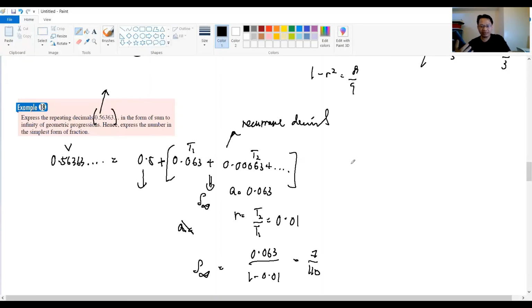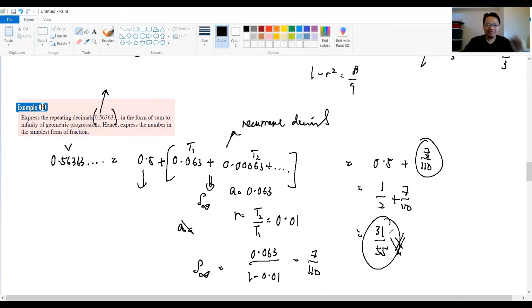So guys, from this one, it becomes 0.5 plus 7 over 110, because after we simplify the numbers to S infinity, we just add these two together. So it will be 1 over 2 plus 7 over 110. Then how much are we supposed to get? We are supposed to get 31 over 55. Done. This is the simplest fraction from this recurrent decimal.